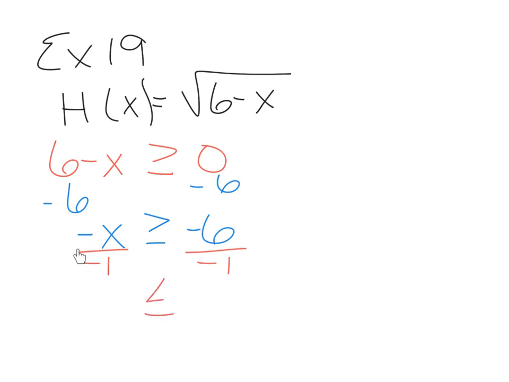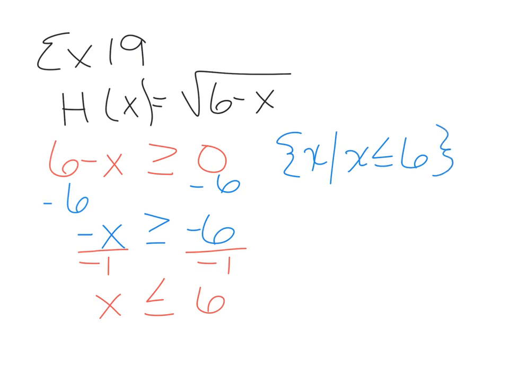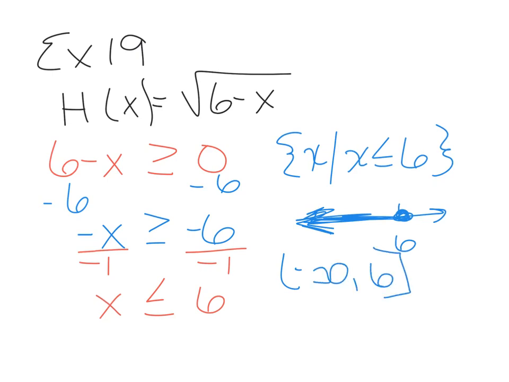That doesn't change what happens with the numbers. This becomes a positive 1x, and this becomes a positive 6. So x is less than or equal to 6. In set builder notation, x such that x is less than or equal to 6. In interval notation, if this is 6, x is equal to 6, it's now shaded this way, less than. So negative infinity to positive 6, brackets on the positive 6 because it's closed.